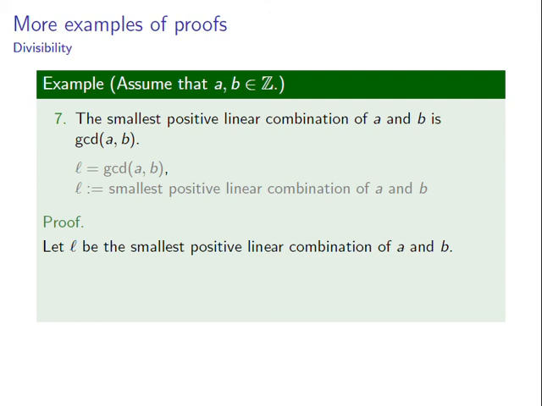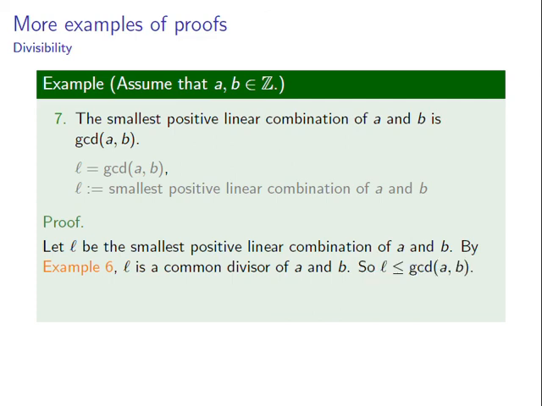Let L denote the smallest positive linear combination of A and B. By example 6, L is a common divisor of A and B. So L is less than or equal to the greatest common divisor of A and B. By exercise 5, any common divisor of A and B divides any linear combination of A and B. So in particular, the greatest common divisor of A and B divides L.